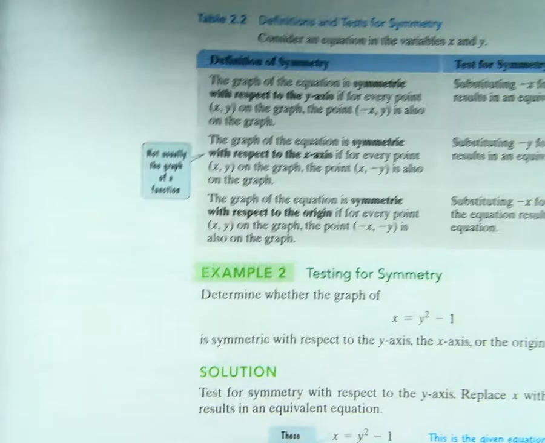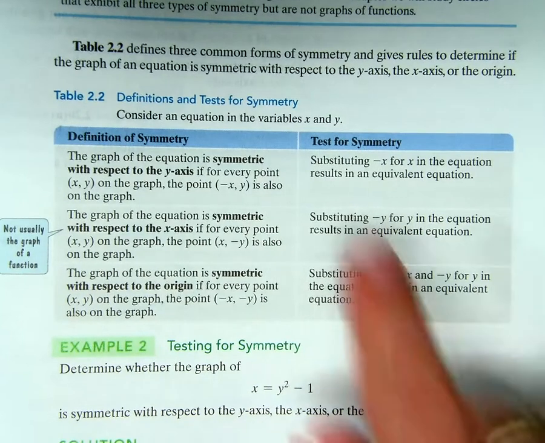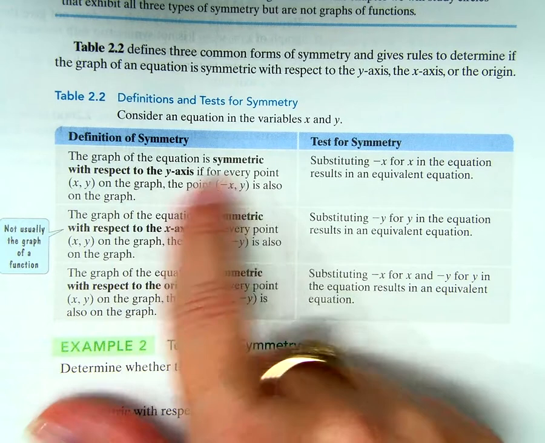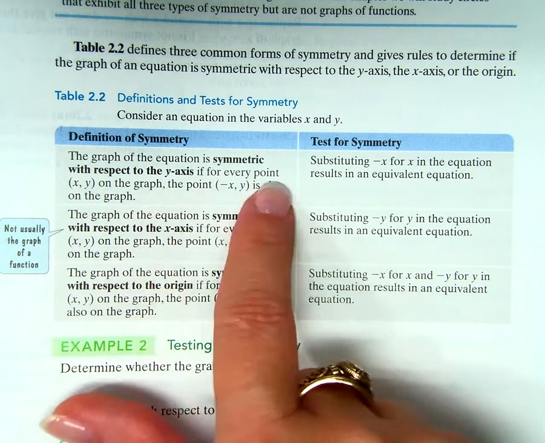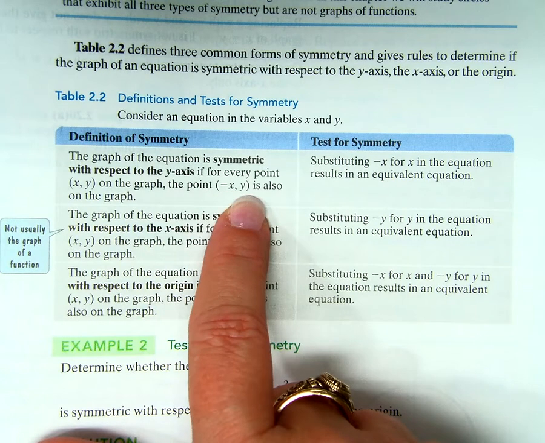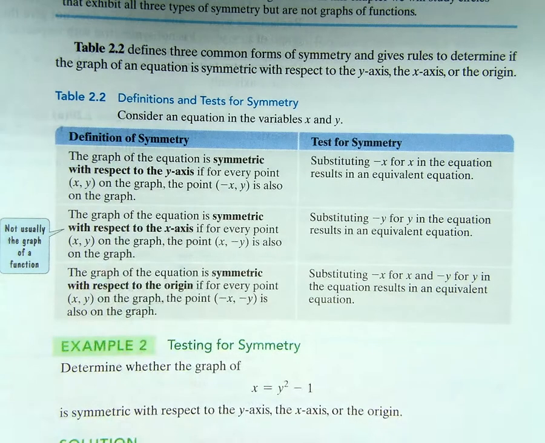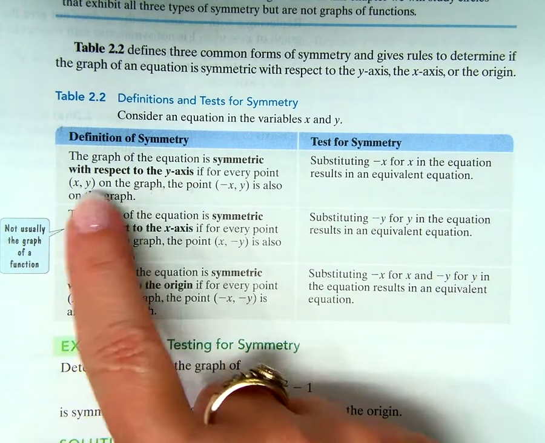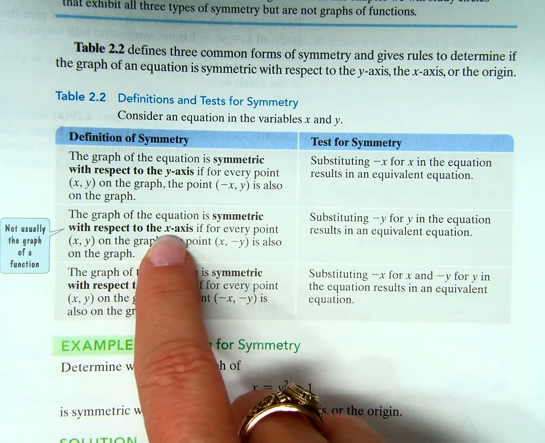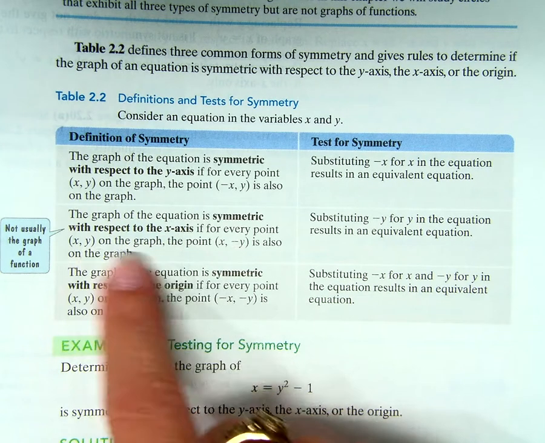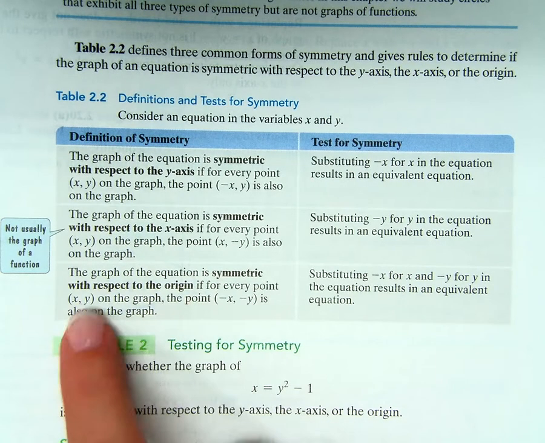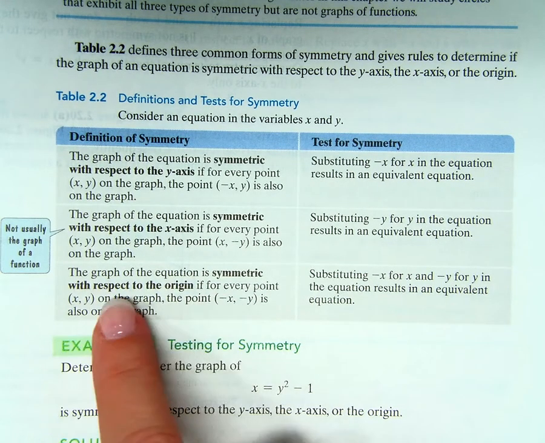So there's definitions of symmetry. There's a chart in your textbook called definitions and tests for symmetry. The graph of an equation is symmetric to the y-axis if for every point (x, y) there's a point (-x, y) that's also on the graph. Okay, so if it's symmetric to the y-axis, the x changes signs. So guess what happens if it's symmetric to the x-axis? The y changes signs. Okay, and then if it's symmetric to the origin, both of them. x is negative x, y is negative y.